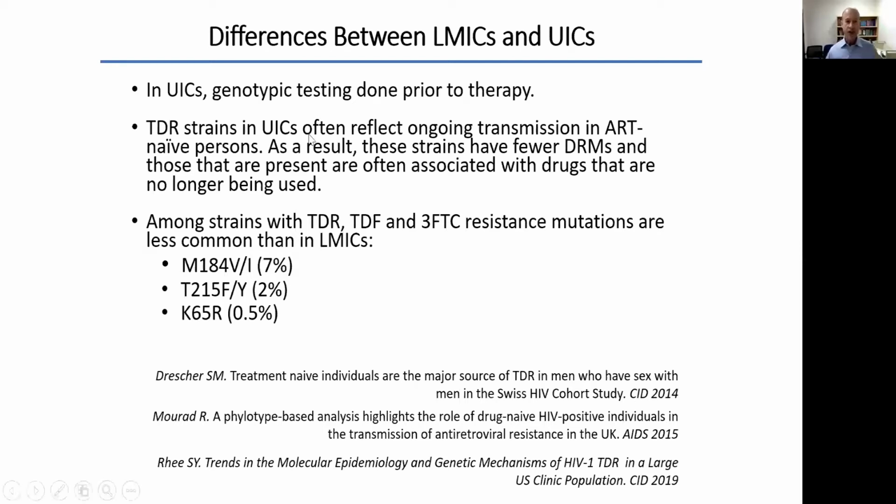TDR strains in upper income countries also often reflect ongoing transmission in ART-naive persons. As a result, these strains have fewer DRMs, and those that are present are often associated with drugs that are not being used any longer. And among those strains with TDR, these are the rates of the most important drug resistance mutations, and they're somewhat lower than those shown in the previous slide.